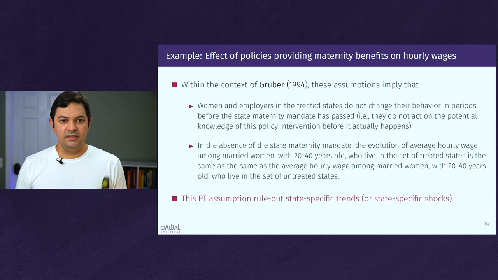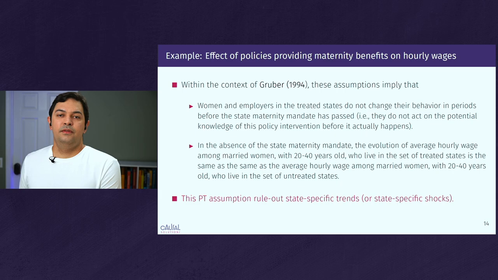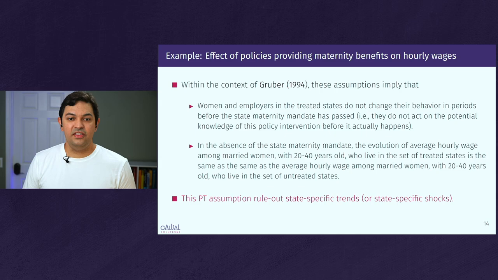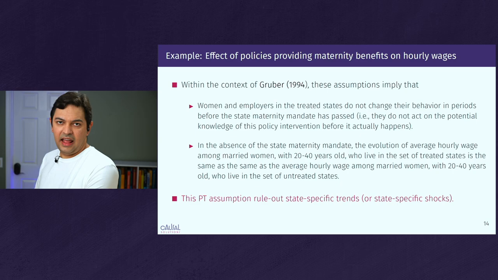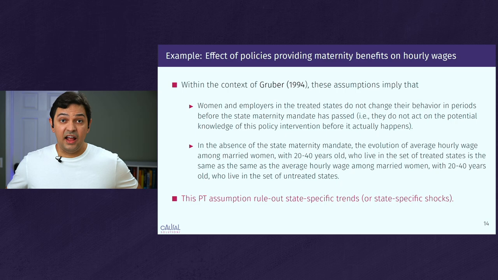So essentially, I'm telling you here, this is the third bullet point. Among women who are between 20 and 40 years old, the average evolution of hourly wage will be the same regardless of whether you live in a treated state or an untreated state in the absence of the policy. So if you happen to live in a state that has enacted this policy, and you happen to live in a state that has not enacted this policy, in the absence of this intervention, in the absence of these maternity benefits, the average evolution of earnings will be the same among married women between 20 and 40 years old.